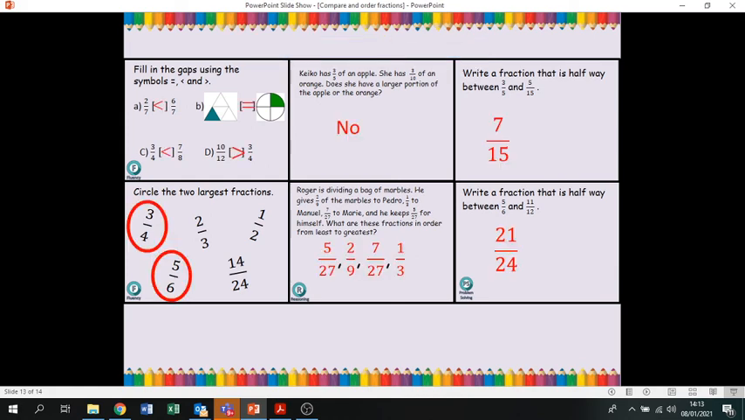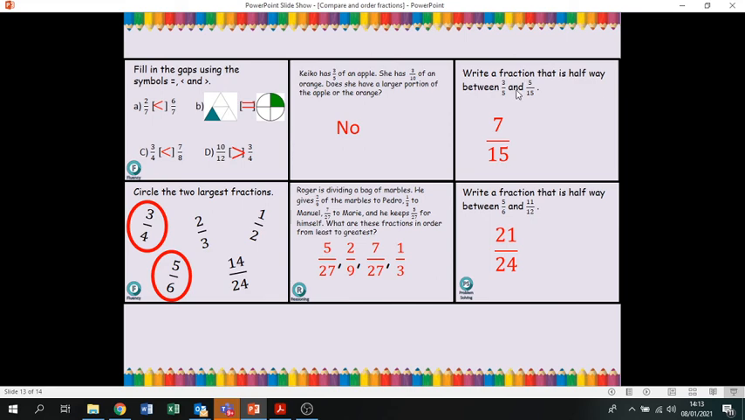Okay, so answers then. The first one, I've put the correct symbols in there for you, so you just need to look at those symbols and make sure you've put the right ones in. The second one would have been no. Okay, does she have a larger portion? No, she doesn't.